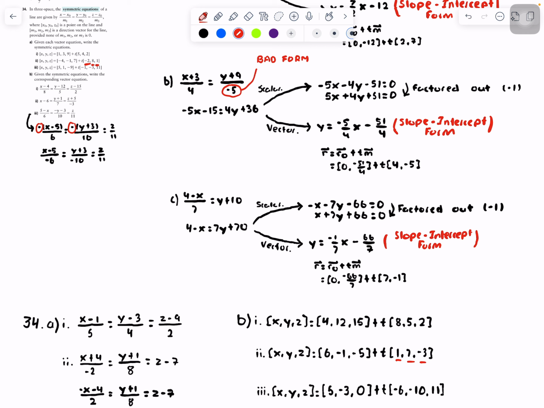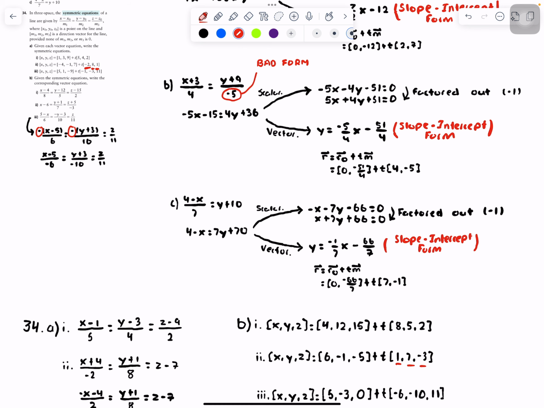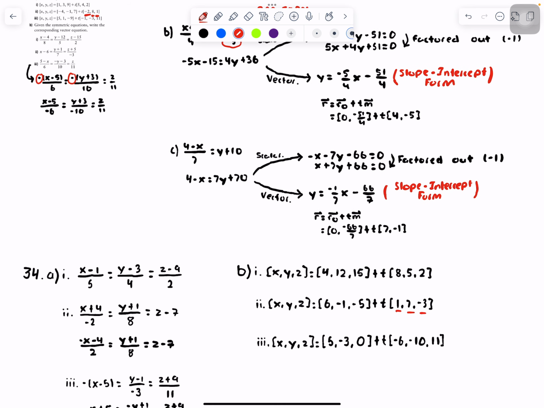And then you do it the same way as usual. So you have a 5 for x, y plus 3 becomes negative 3, there's nothing here so this is z plus 0, and then negative 6, negative 10, 11 for our direction vector components.